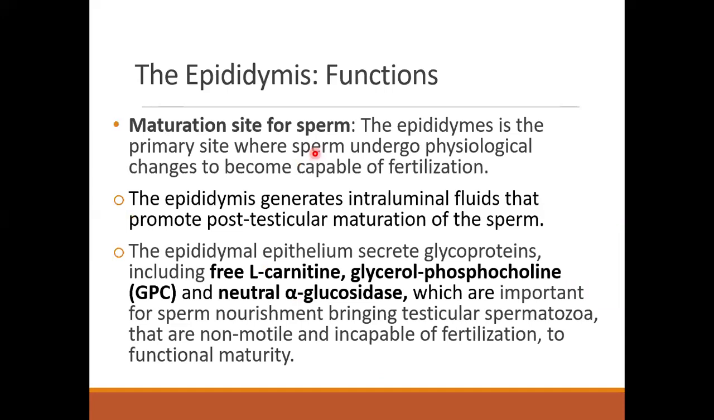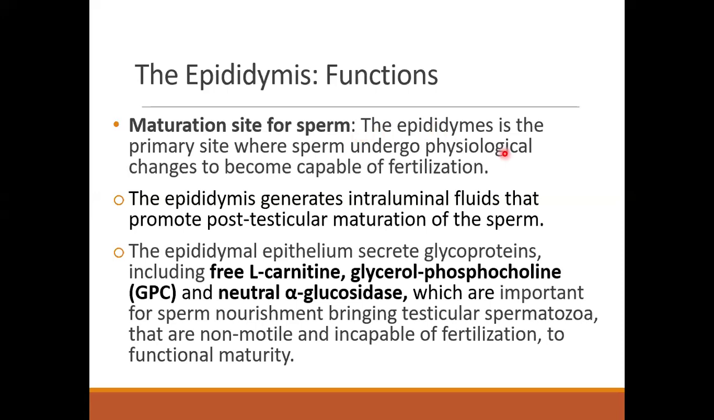So let's look at the functions of the epididymis. We mentioned some already. We said that it is the maturation site for sperm. It is not the production site. It is the maturation site. The sperms are produced elsewhere, and by the time they get to the epididymis, they are still not mature. So it is through the epididymis where they gain full maturity by way of having the capacity to move.